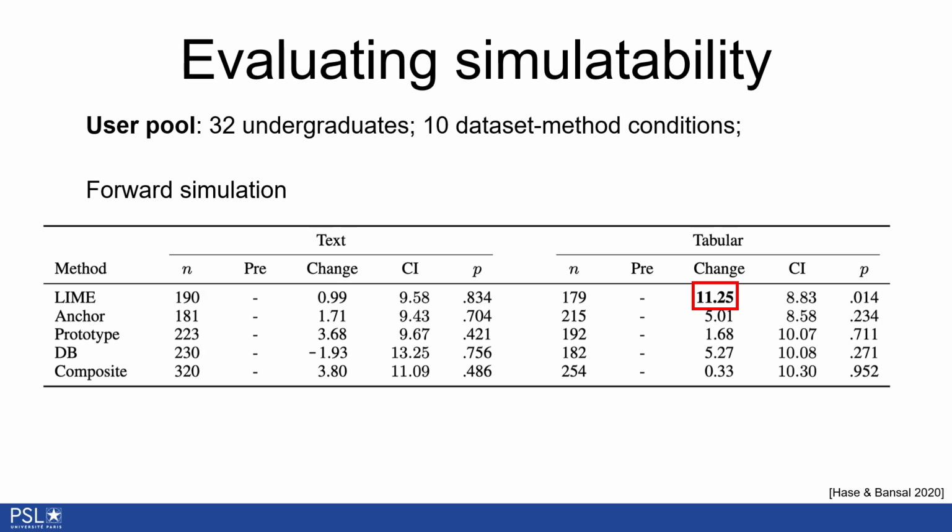This is the case of tabular data with LIME explanations. For all other combinations between datasets and explanation methods, the effects of explanations on the accuracy of the subject's predictions was not statistically significant. This is the result of the first procedure for evaluating the effect of explanations on the subject's ability to mentally simulate the model and predict its output.